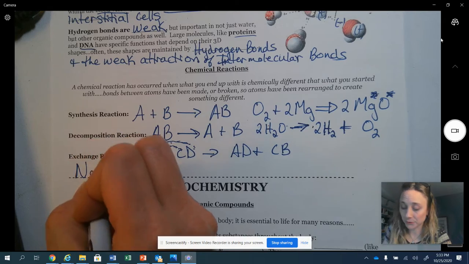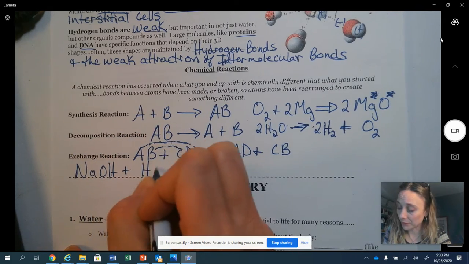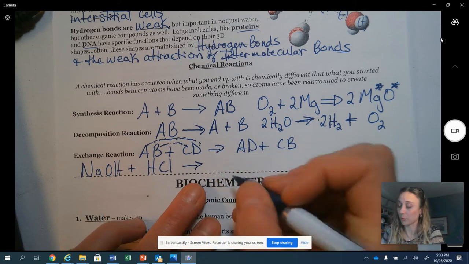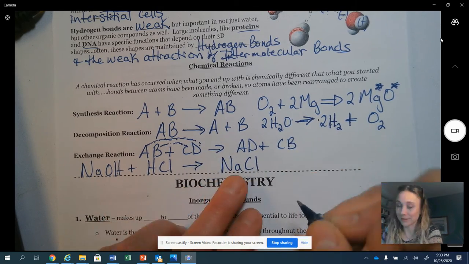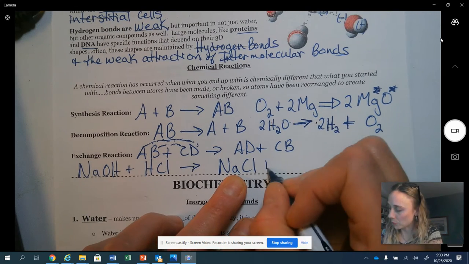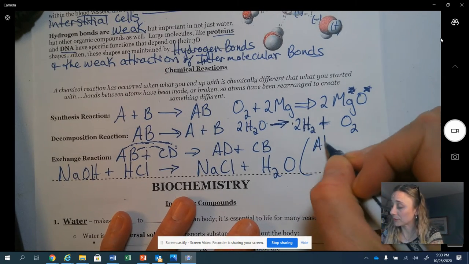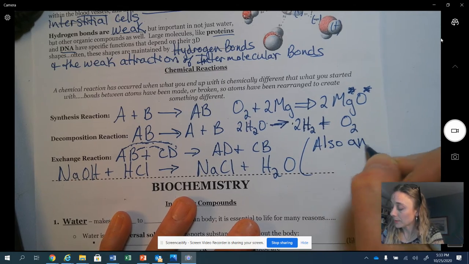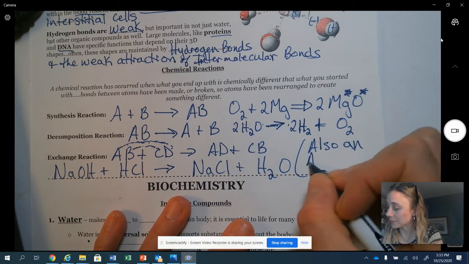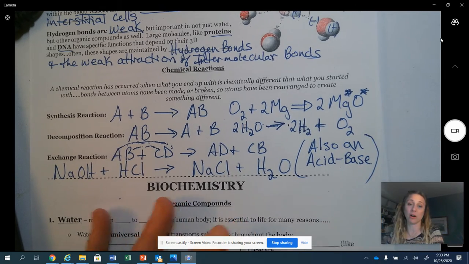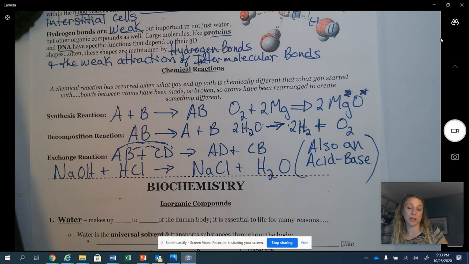For example, sodium hydroxide plus hydrochloric acid, HCl, are going to neutralize each other. You put a base and acid together, which we'll learn about later, and you're going to form a salt. There's sodium chloride plus water. And that is an acid-base reaction too, but we're going to study that later. So a neutralization or acid-base reaction is a fancy type of exchange reaction. A lot of reactions are fancy types of exchange reactions. So that's what we're going to say for now.